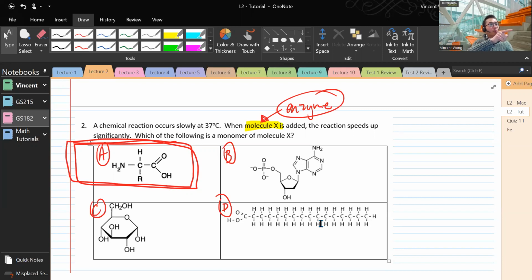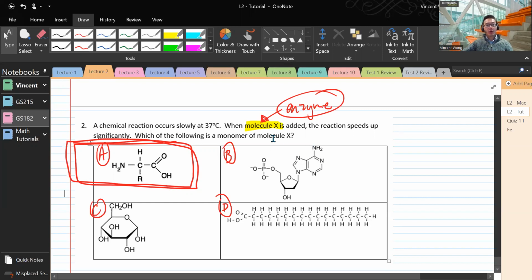There's another question. Why is A the answer again? Okay, so first of all, you have to understand that the enzyme is the one that is speeding up the chemical reaction. The definition of enzyme is a biological catalyst. So once you establish it is the enzyme that's speeding it up, we have to know that enzyme is made up of proteins, and the monomer for protein is amino acid, and you have to know that amino acid looks like this.